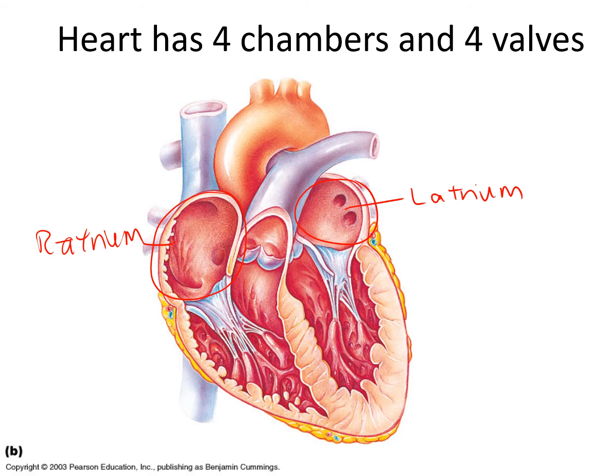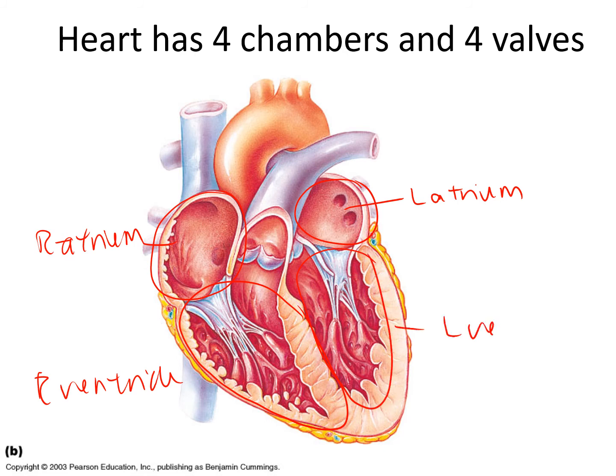You'll notice the walls of each atrium are thin. That's because the muscle tissue is mostly found down here in the ventricles. In the inferior side of the heart, we have an inferior right ventricle. And of course, over here, we call this ventricle the left ventricle.